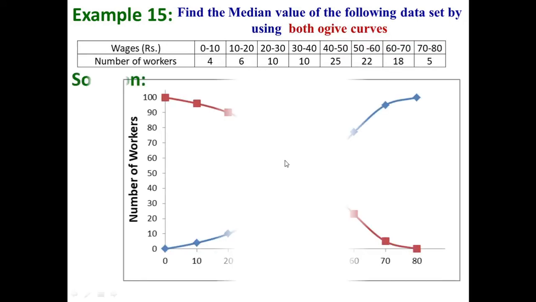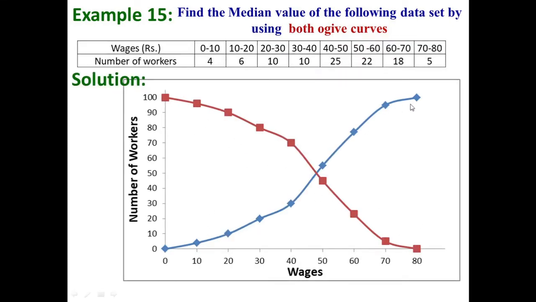This is the graph where we are using both the curves simultaneously. Less than ogive curve is denoted by blue color and more than ogive curve is denoted by red color. As we know that the median will be the 50th item, if we draw the line parallel to the x-axis, we find that this parallel line will always intersect at the point where both the curves intersect each other. And if we draw a line parallel to the y-axis from that point, it will again intersect the x-axis at the same point, and the median value will be 48.